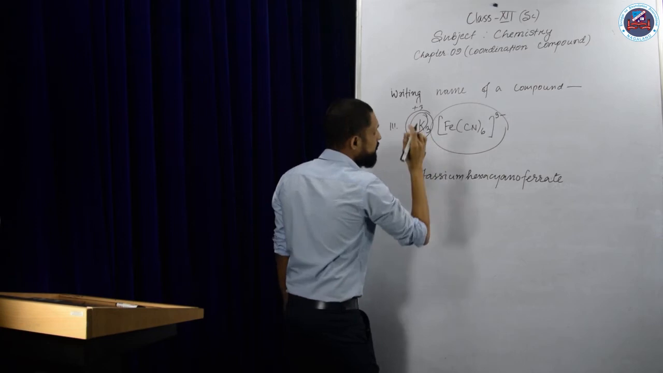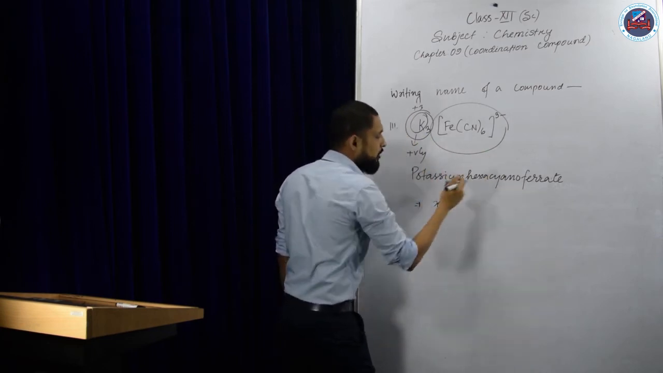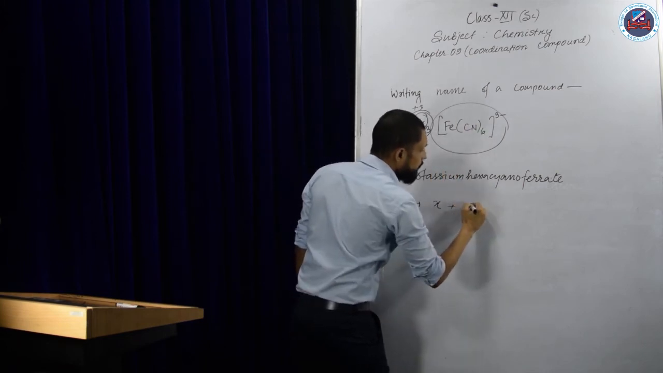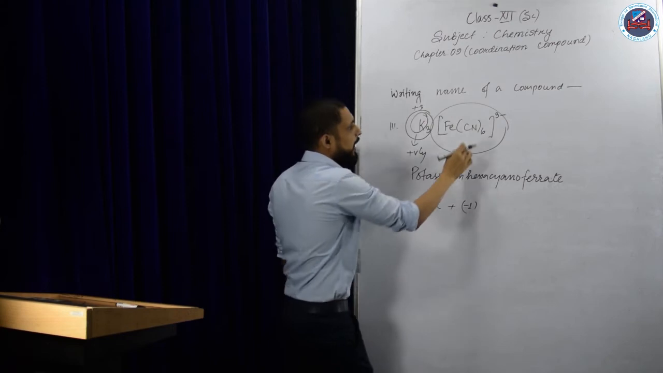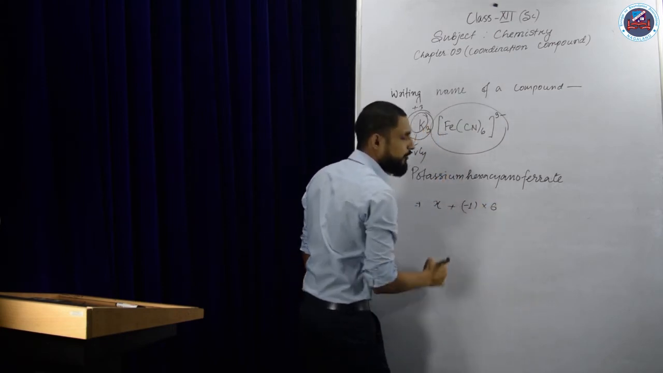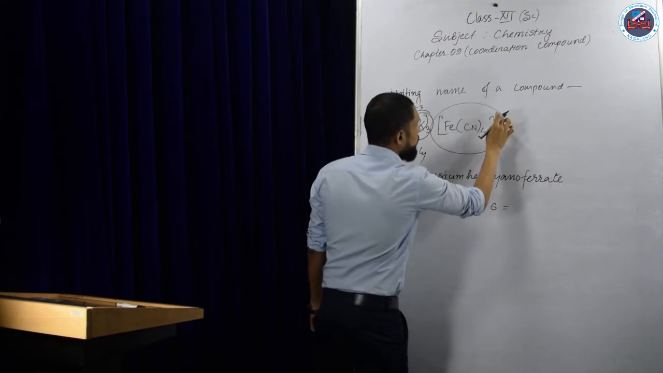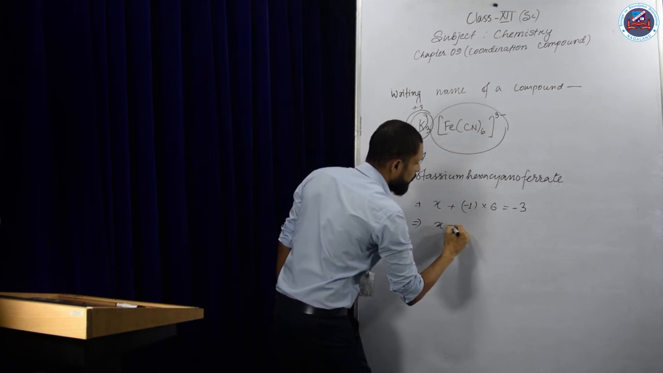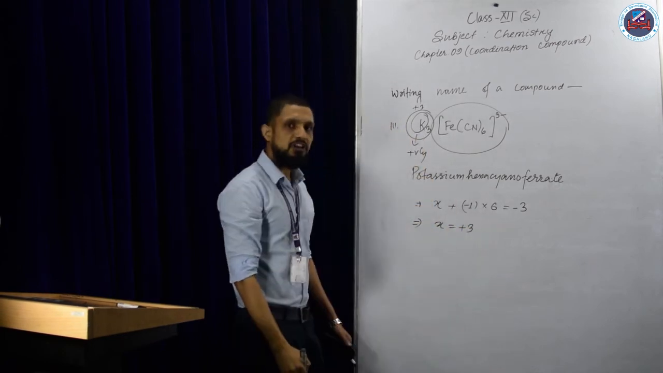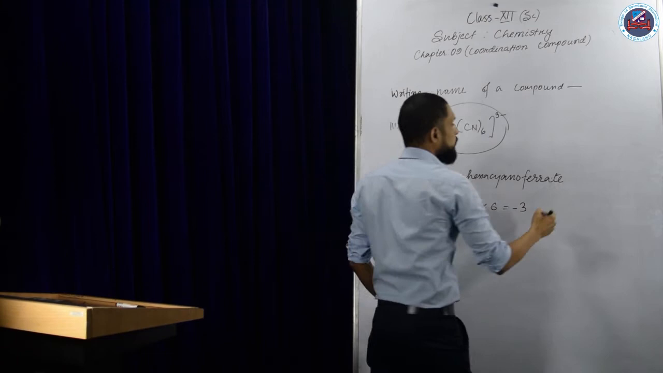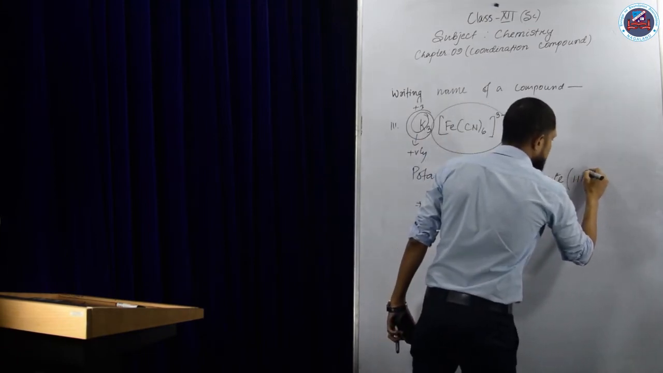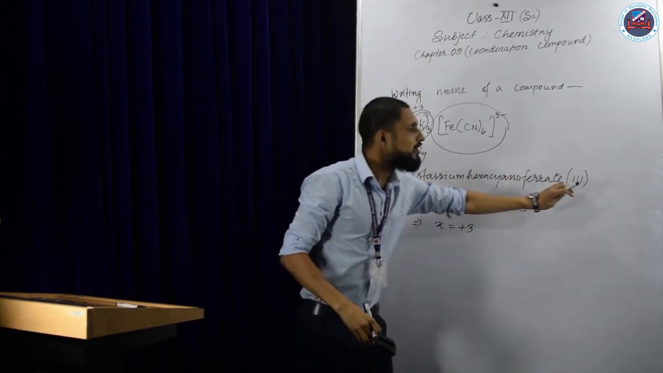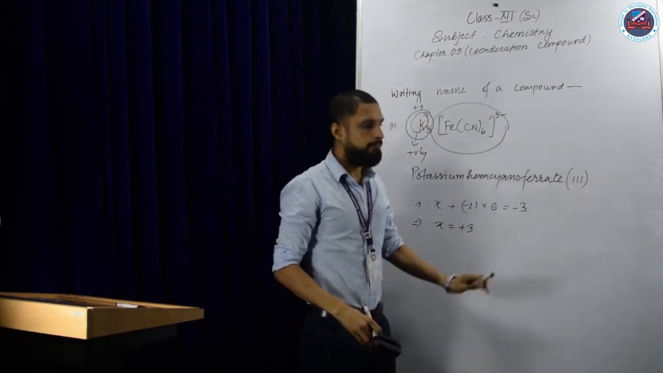So the charge on the coordination entity here is 3 negative. So let the oxidation number of iron, that is ferrite here, be X. Plus CN carries -1 charge. You have 6 CN, so -1 multiplied by 6 is equal to -3. So if you solve this, you'll get X equal to +3. So the oxidation number of ferrite in this complex is +3. Now, since you have a counter ion here, you don't have to write ion in the name.